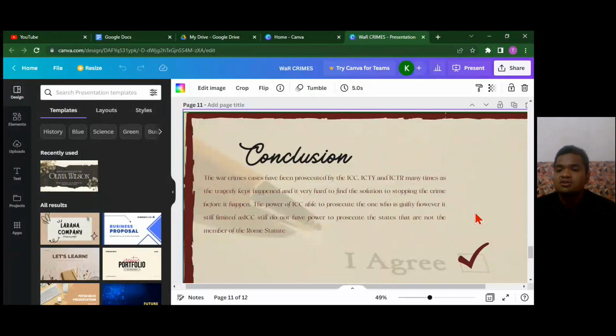The power of the ICC to prosecute the ones who are guilty is still limited, as the ICC does not have the power to prosecute states that are not members of the Rome Statute. Until today, states that are not members of the Rome Statute still commit war crimes, making the peace and the safety of civilians uncertain.